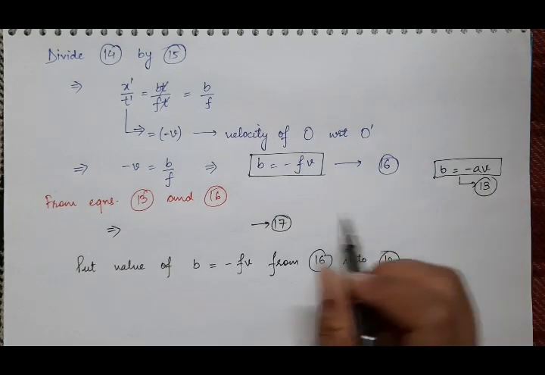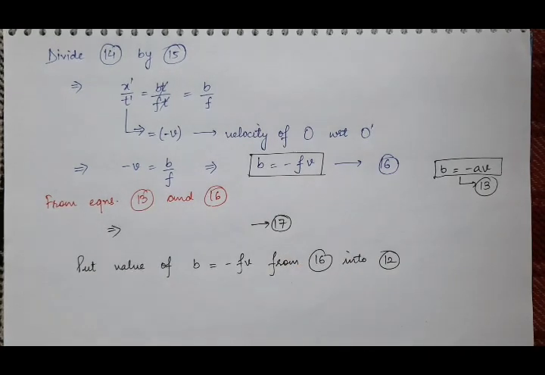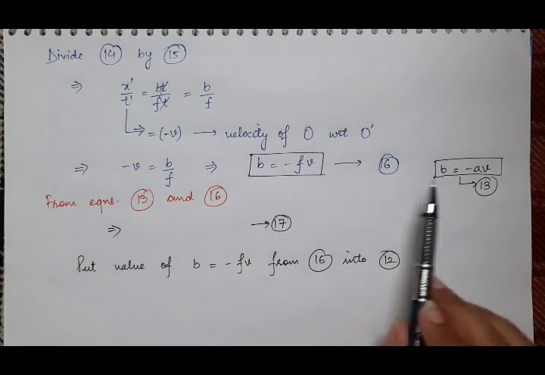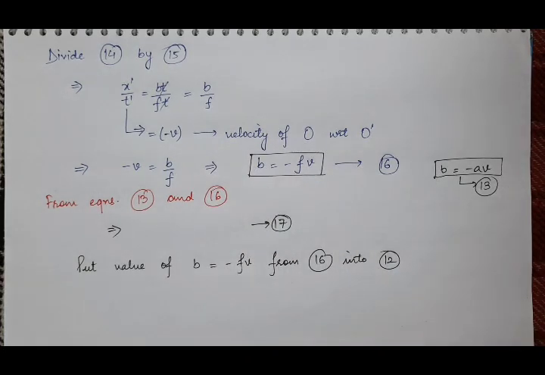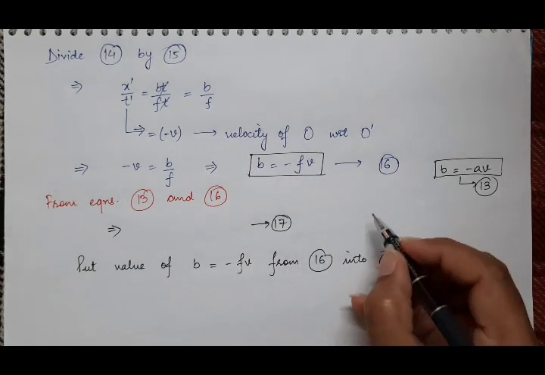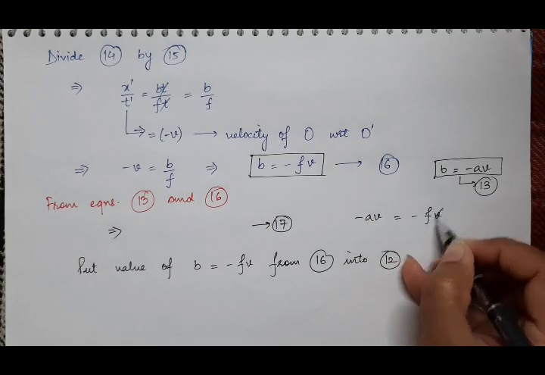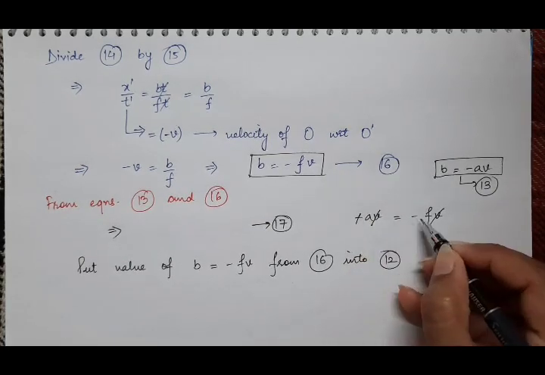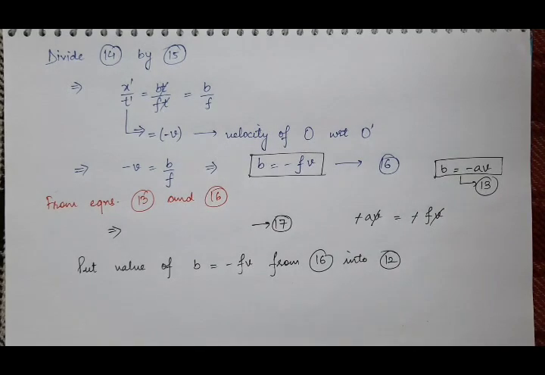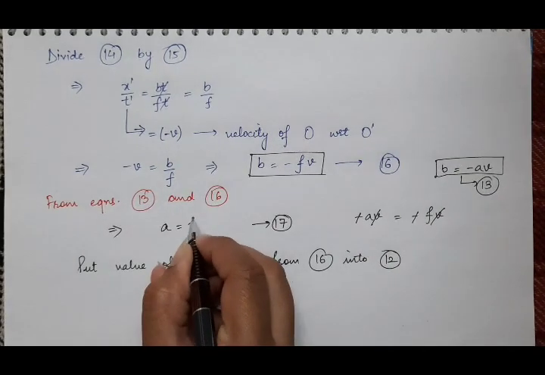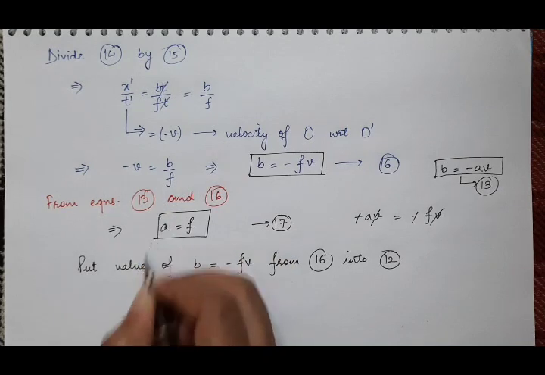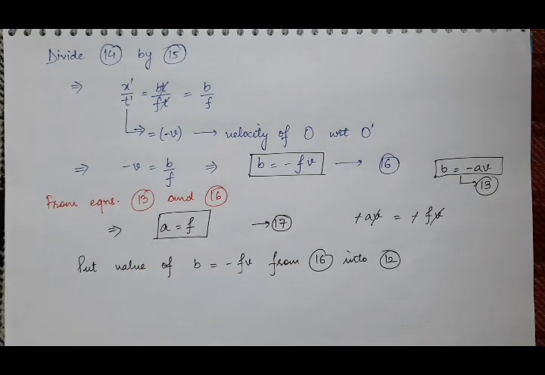And from equation 16th, we have B is equal to minus FV. So left hand sides are same, it means right hand sides will also be same. So what we will have? Minus AV is equal to minus FV. V and V will be cancelled out, negative and negative sign will be cancelled out, and you will get A is equal to F. And suppose this as equation 17th.